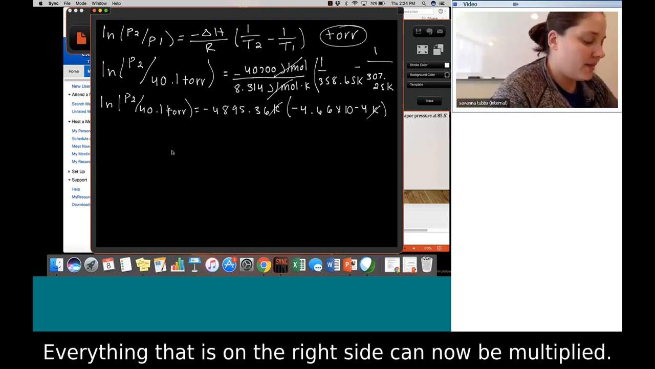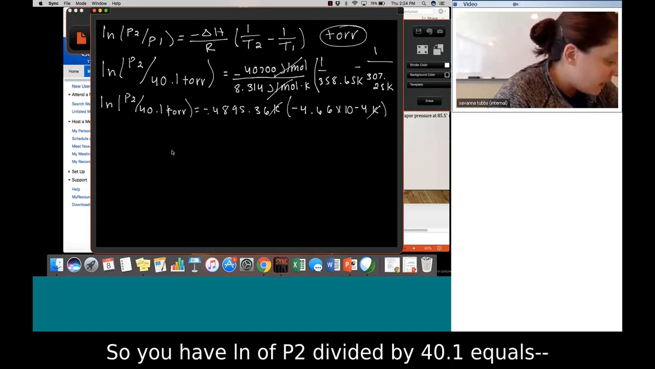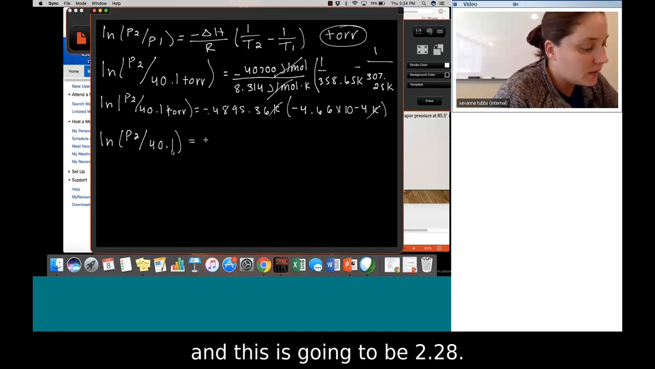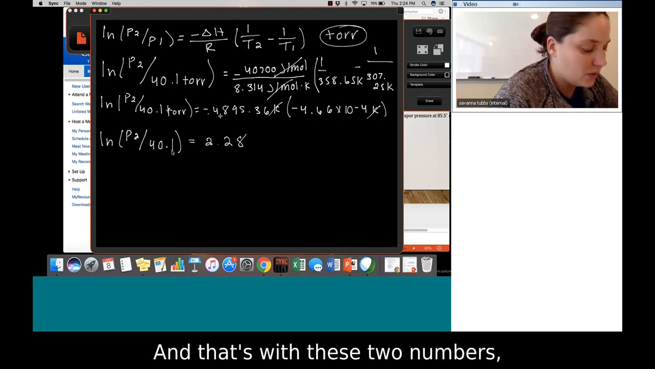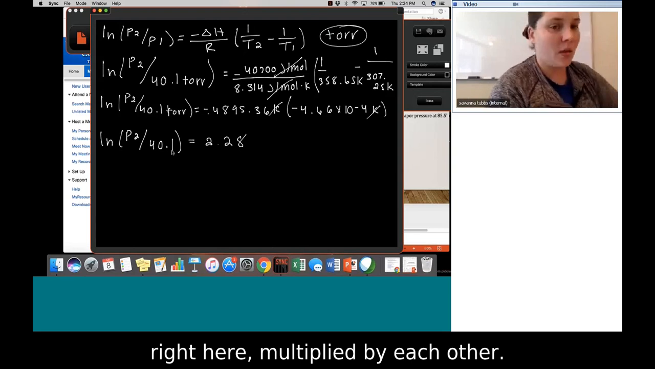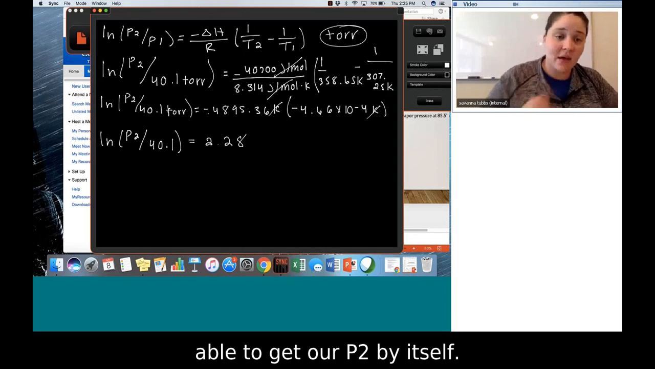Everything that is on the right side can now be multiplied. Because we have two negatives, it's going to become positive. So you have ln of P2 divided by 40.1 equals 2.28, and that's with these two numbers right here multiplied by each other. And now we just have to work to be able to get our P2 by itself.